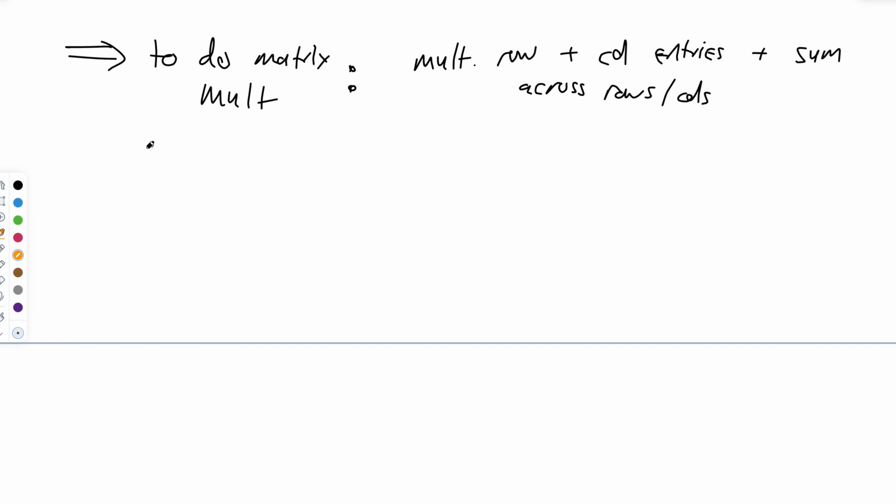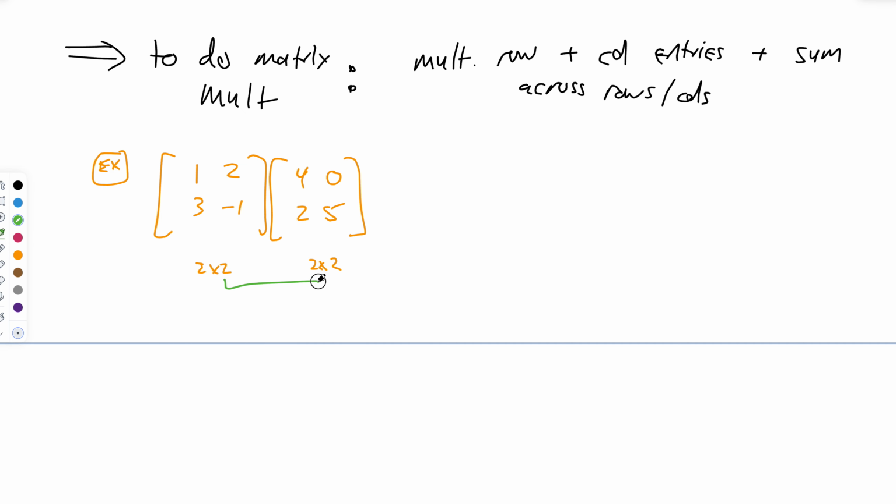Let's say that I have a matrix that is 1, 2, 3, -1, and I'm multiplying by another matrix, which is 4, 0, 2, 5. Okay. First thing I want to note, this is a 2 by 2. This is a 2 by 2. So the inner dimensions agree. I can do the multiplication, and therefore the outer dimensions tell me the new shape. My new shape is a 2 by 2. So I will make a matrix with 2 rows and 2 columns. It is a 2 by 2, right?